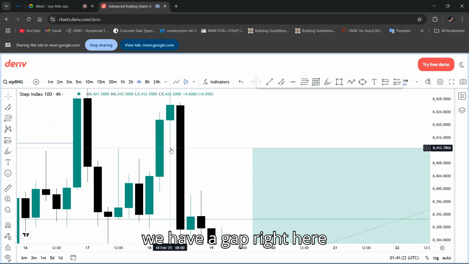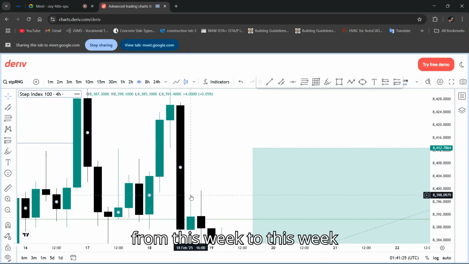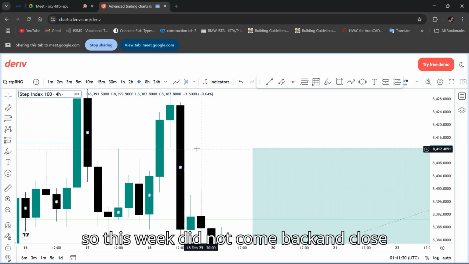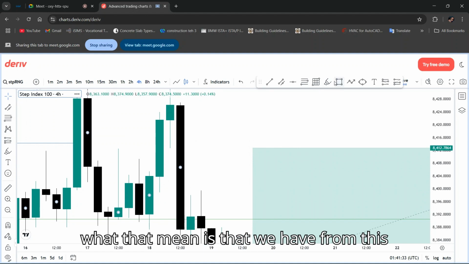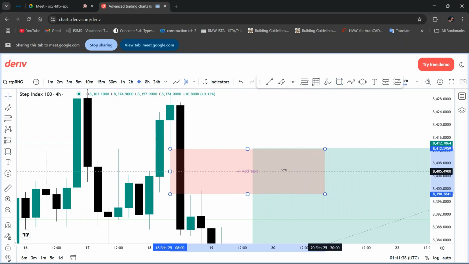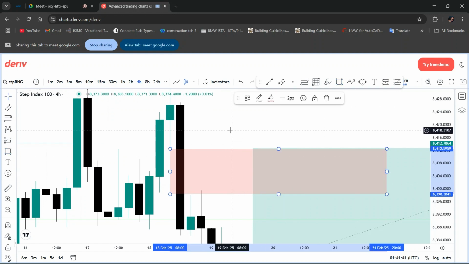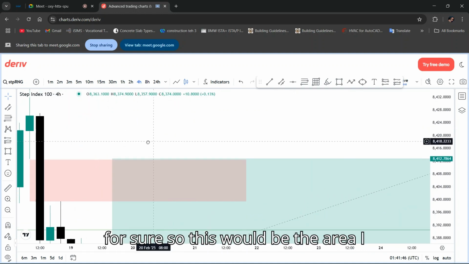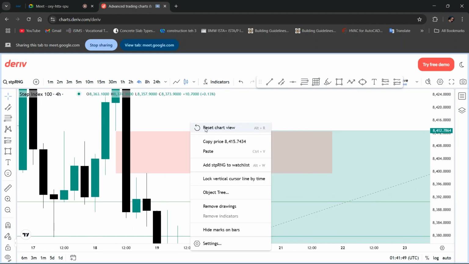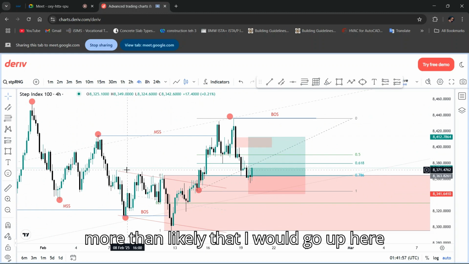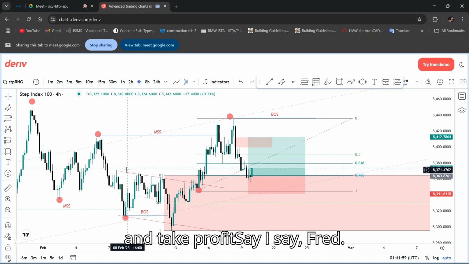We have a gap right here from this week to this week. So this week did not come back and close anywhere above this part of the body. So what that means is that from this week to this week, this is a gap in price. That price can come back and fill for sure. So this would be the area I would take profit. More than likely I will go up there and take profit. So you see, just crazy.